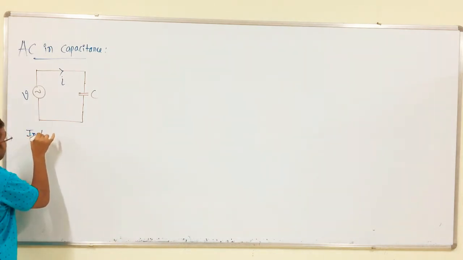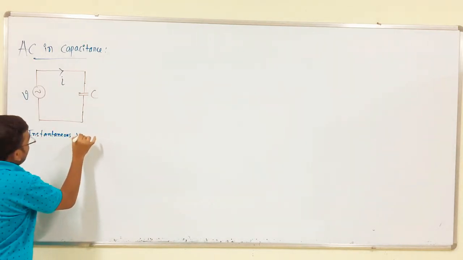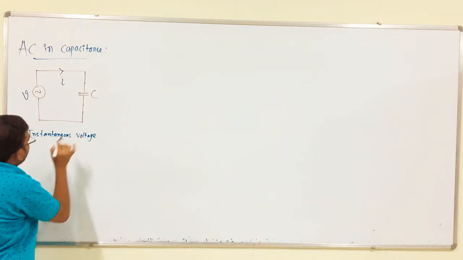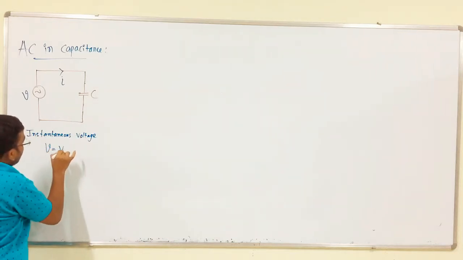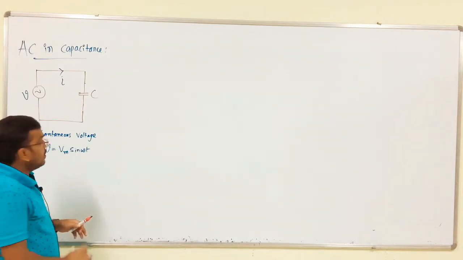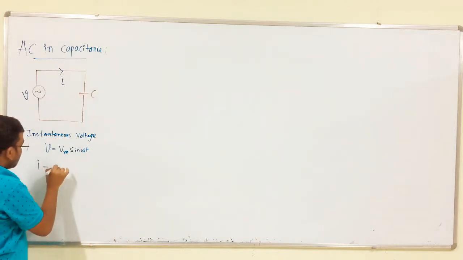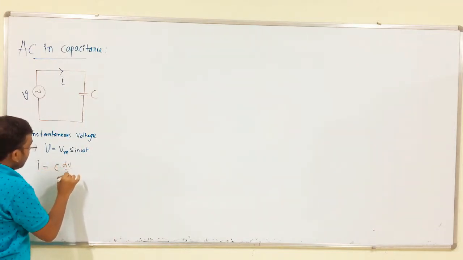Now the instantaneous voltage, that is the applied voltage, V = Vm sin ωt. Then what is the current through this capacitor? I = C dV/dt.